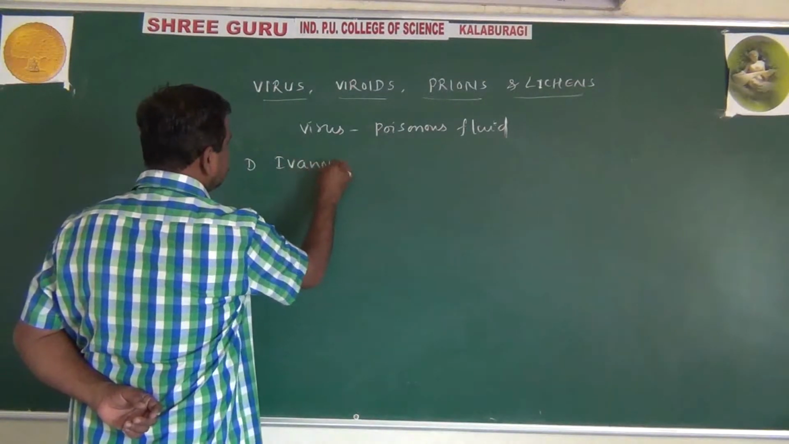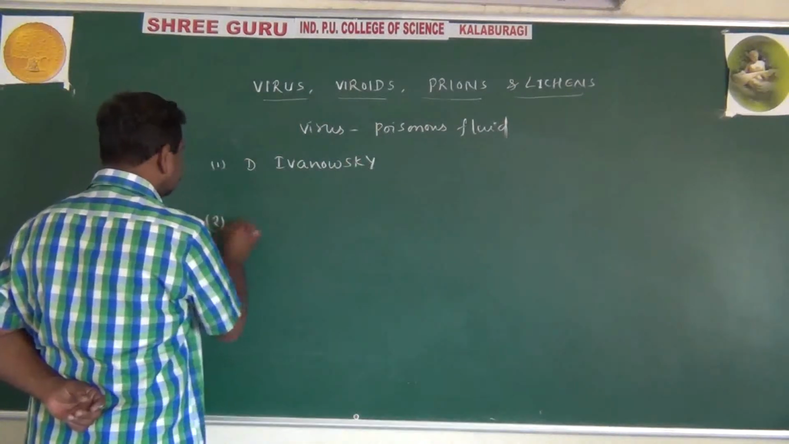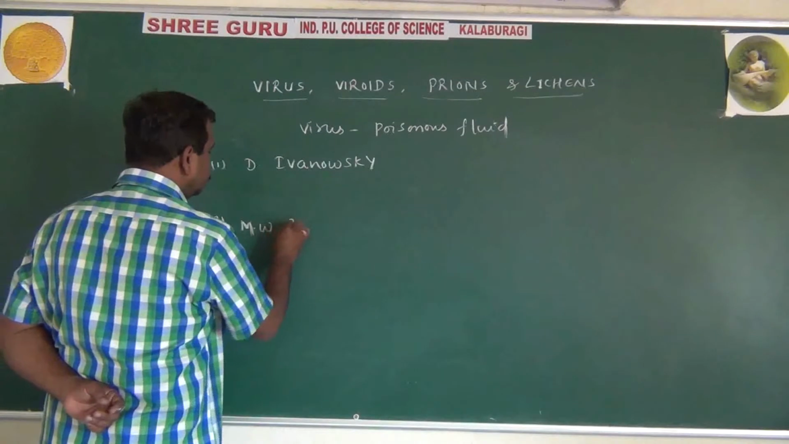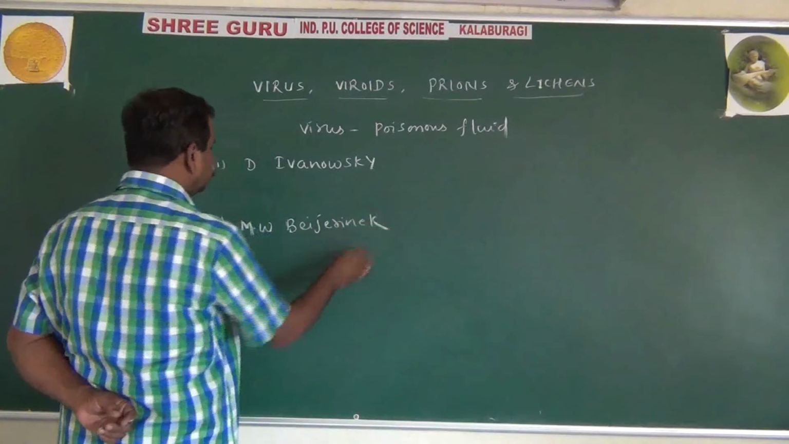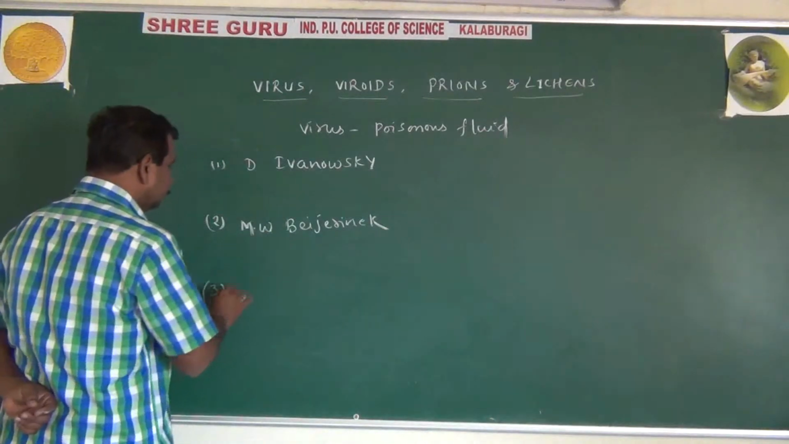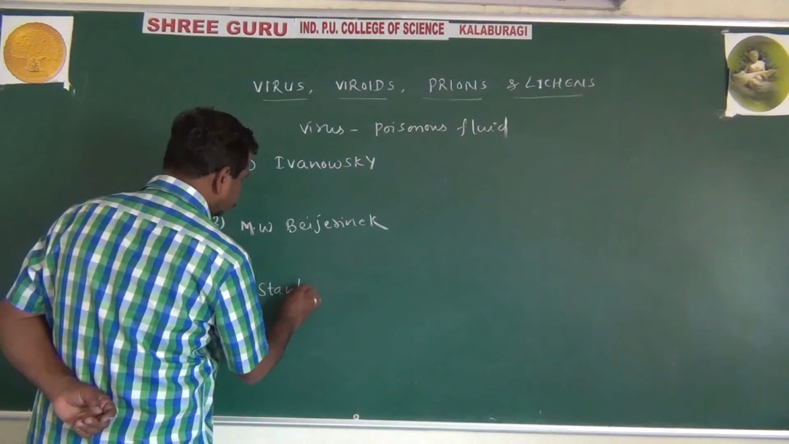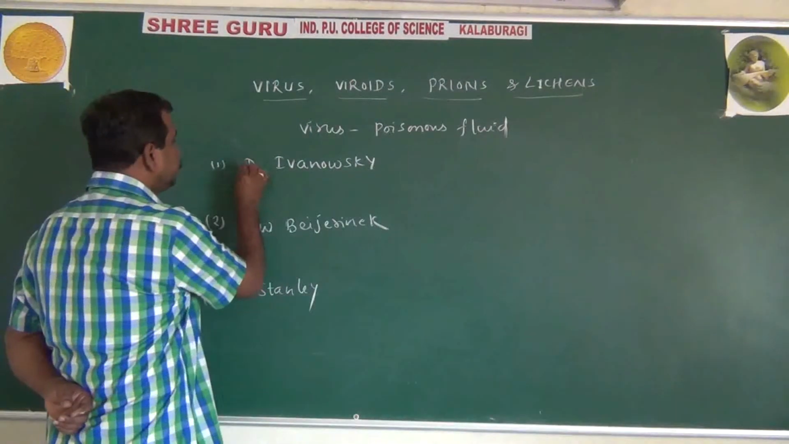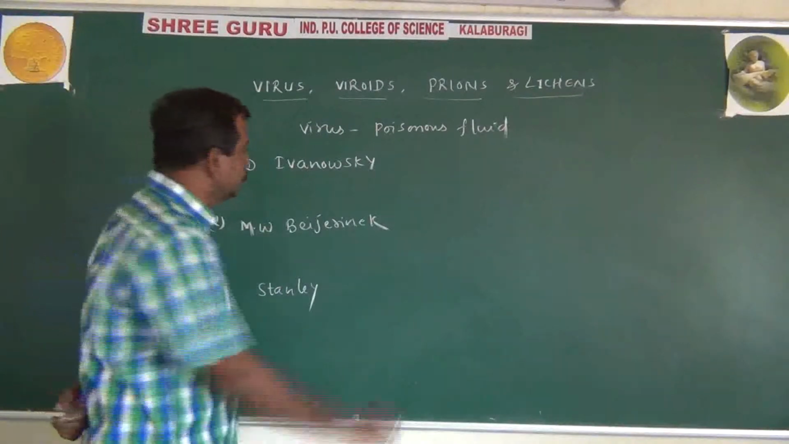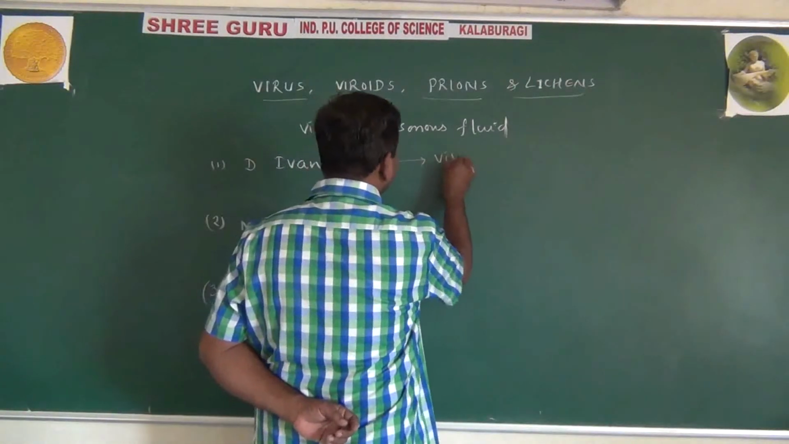Ivanovsky. The second one is M.W. Beijerinck. Third one you can see is Stanley. So now D. Ivanovsky, or Dmitri Ivanovsky, explained about that virus causing diseases.